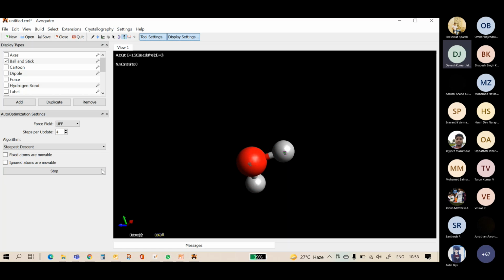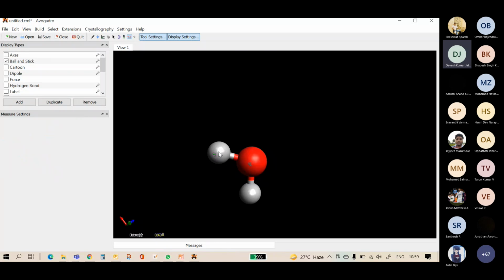That's it. See, within 2 seconds, the program has minimized the structure, and you can beautifully see the water molecule. Now let's measure the bond lengths, bond angles particularly. So I'm selecting 1, 2, 3. The bond angle is 104.5 degrees, which I think is the angle between hydrogen, oxygen, and hydrogen.